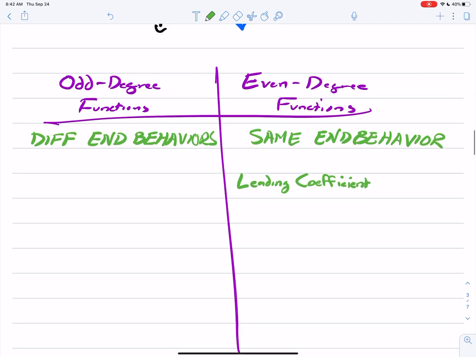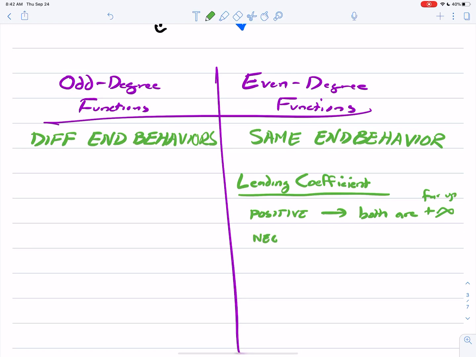Okay, so when the leading coefficient is positive, we'll say that both are positive infinity. So I'll just put far up. Okay? Now, if the leading coefficient is negative, they're still going to have the same end behavior, but both are going far down. Those are ditto marks. Okay? And that's basically it.